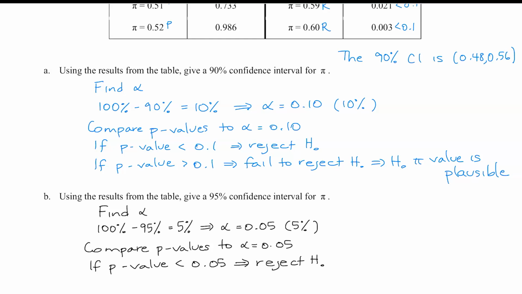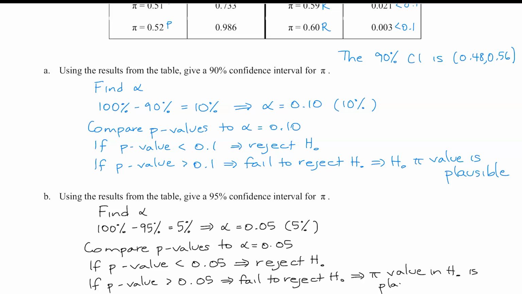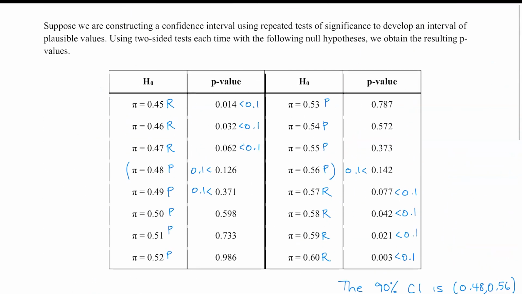And if the p-value is less than 0.05, then I'm going to reject the null hypothesis as not being plausible. If the p-value is greater than 0.05, I'm going to fail to reject the null hypothesis. So the pi value in that null hypothesis is plausible.